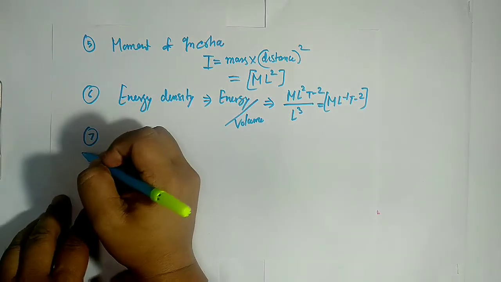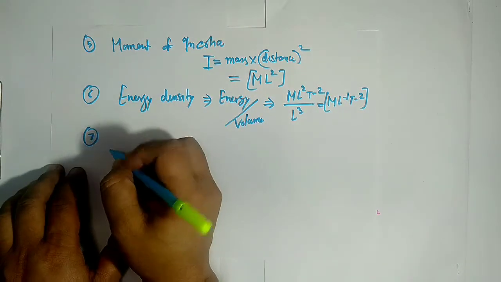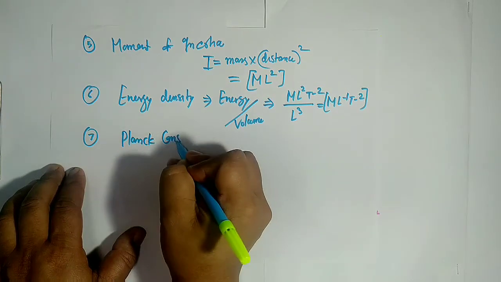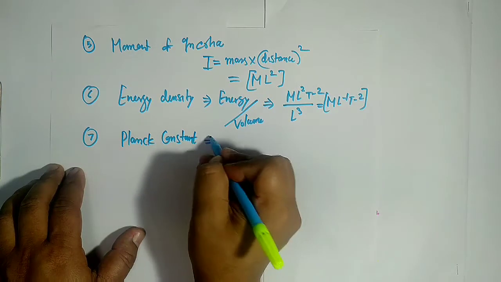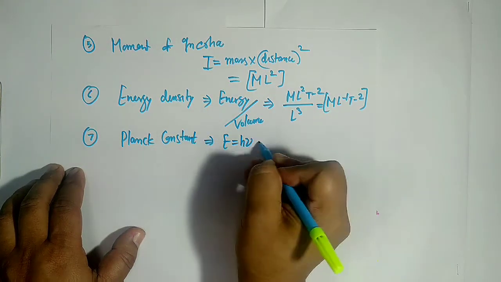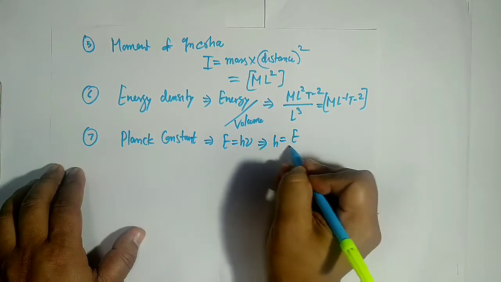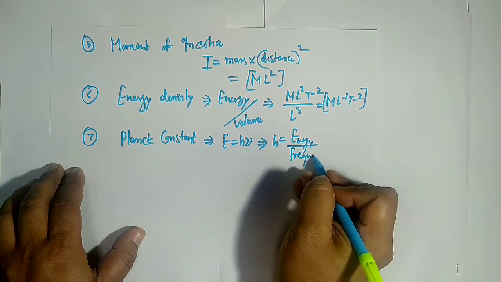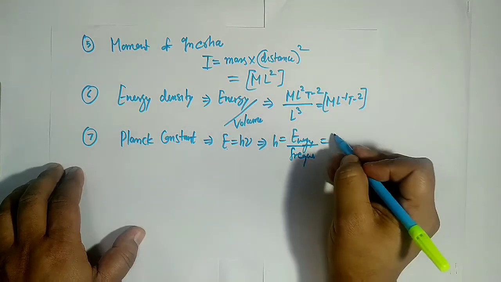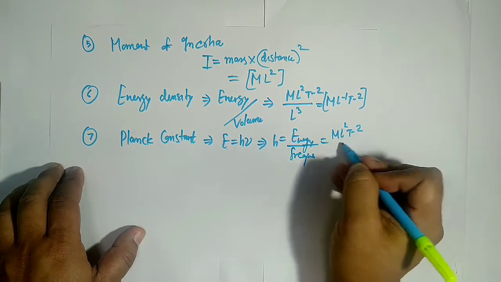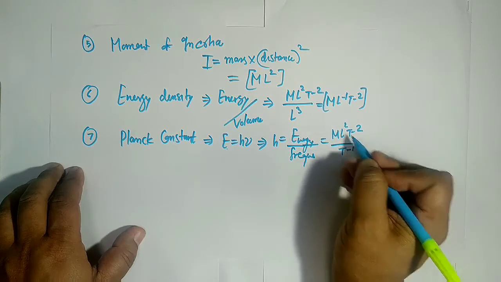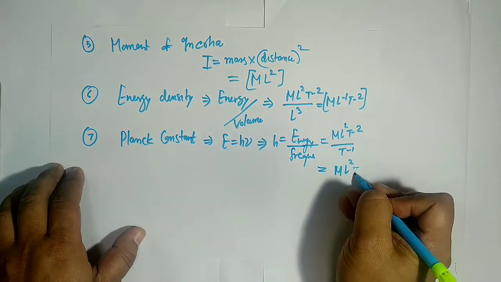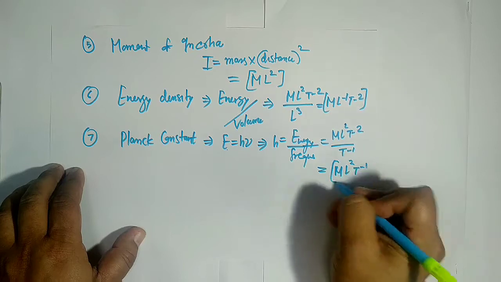In the same way, there is another quantity which is the Planck constant. Some of you may know E equals h nu. So h is energy upon nu, and nu is frequency. Energy is ML^2T^-2, and frequency is T^-1. So can we calculate it? Yes, ML^2 and it will be T^-1.